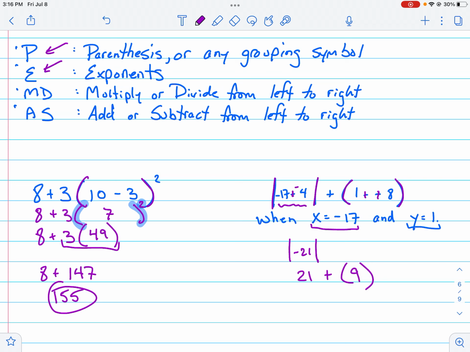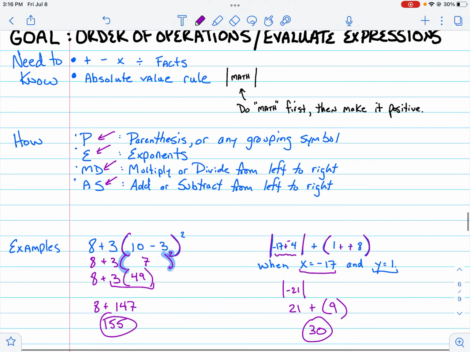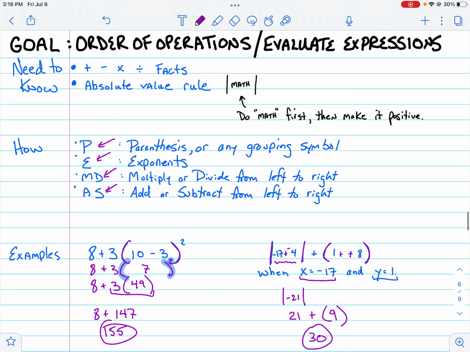I move down to exponents, I don't have any. Move down to multiply and divide, I skip that step because I don't have any. I finish the problem off with add and subtract, and we're done. All right, so don't make too much of order of operations, just follow your steps and be careful with those absolute value signs.